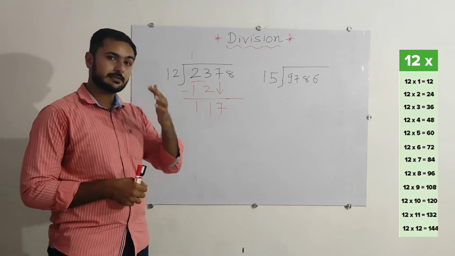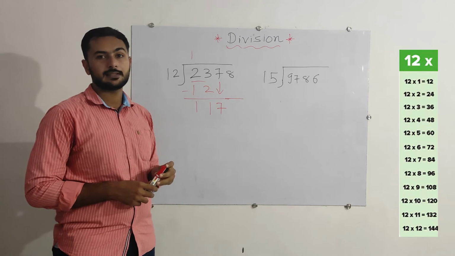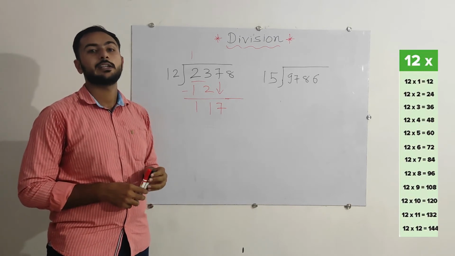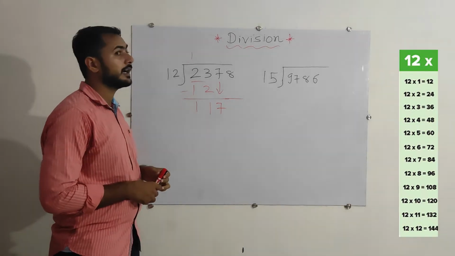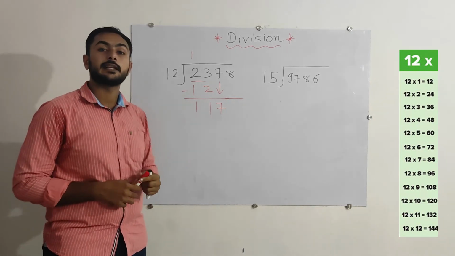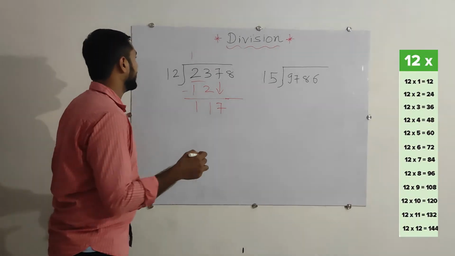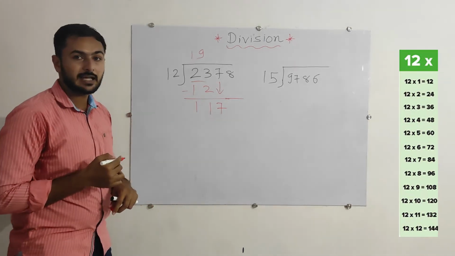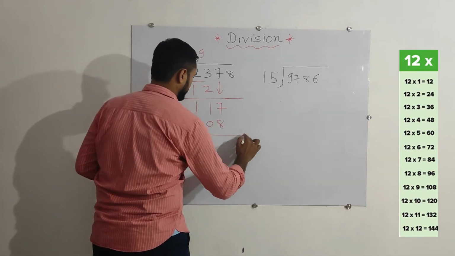Is it there? See, 12 5s are 60, then 12 6s are 72, 12 7s are 84, 12 8s are 96 and 12 9s are 108. But 12 10s are 120, which is bigger than 117. It means here again we need to use the smaller number. It means 12 9s are 108.